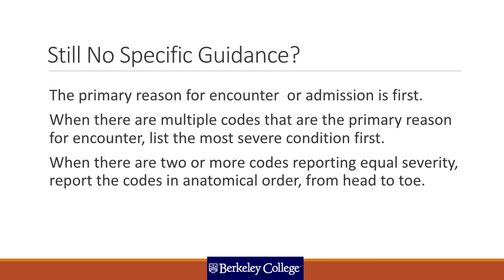Still no specific guidance? Then the default rules are: the primary reason for encounter or admission is first. When there are multiple codes that are the primary reason for encounter, list the most severe condition first. Then, when there are two or more conditions reported of equal severity, report the codes in anatomical order from head to toe.